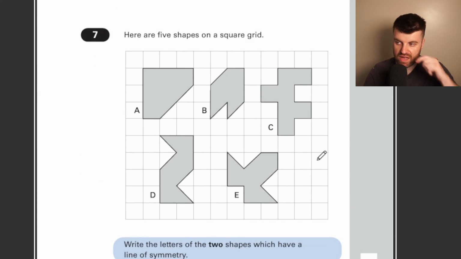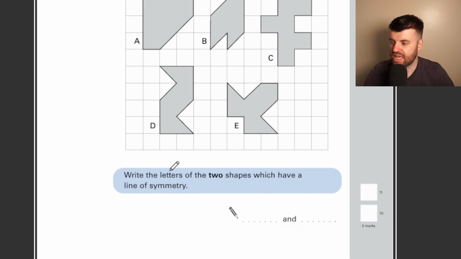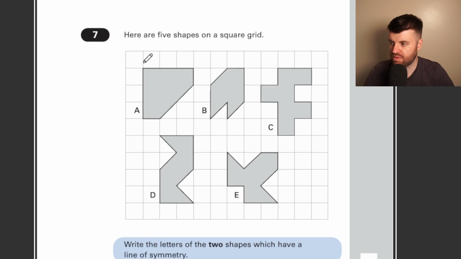Question 7. Here are 5 shapes on a square grid. Pretty straightforward, right? For 20 years ago, maths hasn't changed that much. Write the letters of 2 shapes which have a line of symmetry. Okay, well, straight away, A has a diagonal line of symmetry. Diagonal lines are the hardest to spot.